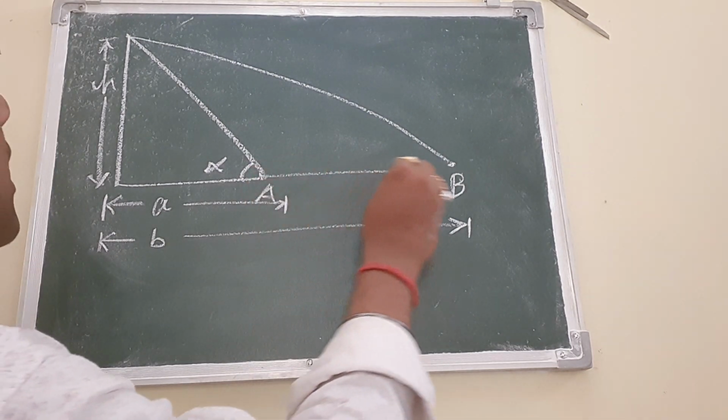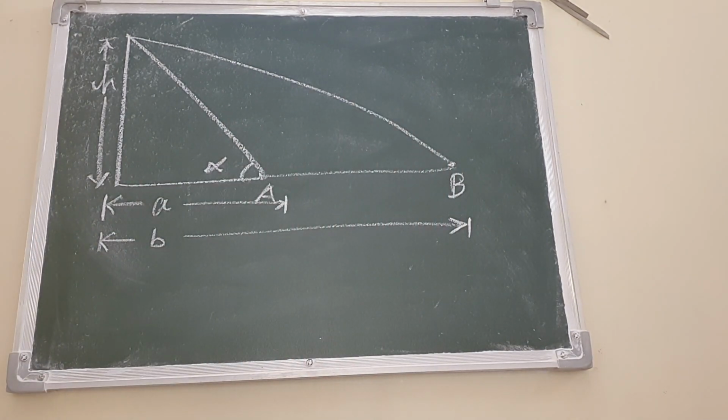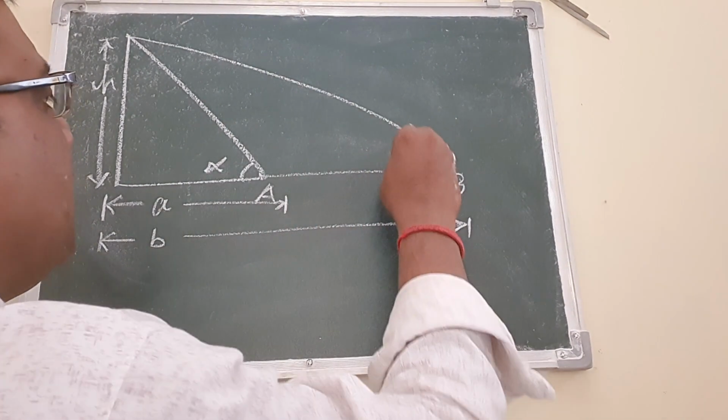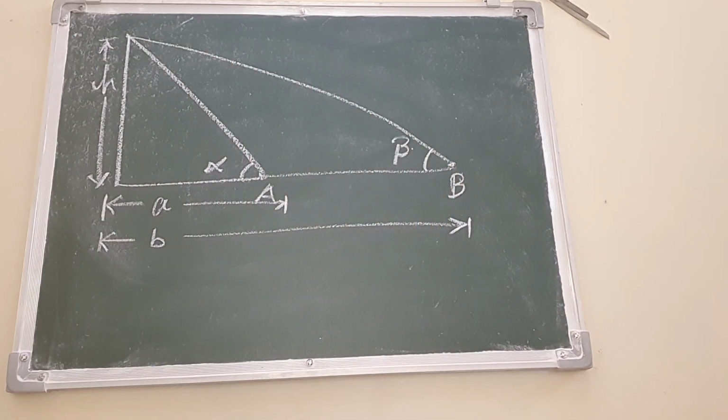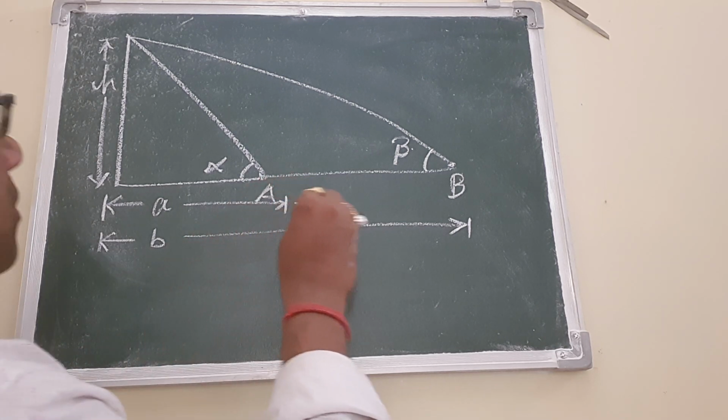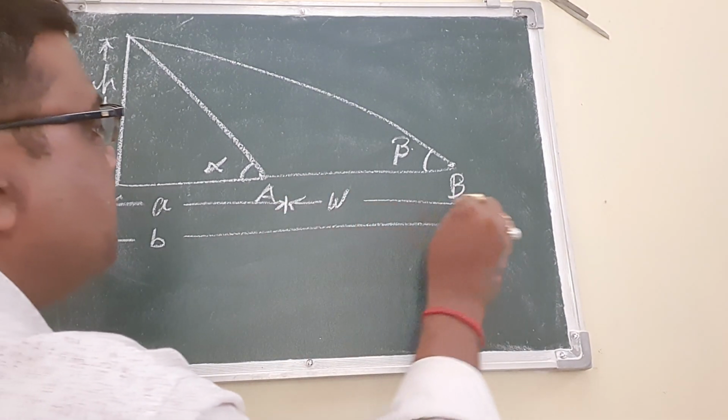You can see it in the diagram, and it is making an angle of alpha, an angle of elevation from the top of the building. So here we have to find the distance AB, the width of the road. Here the width of the road is W, so we have to find an expression for W.